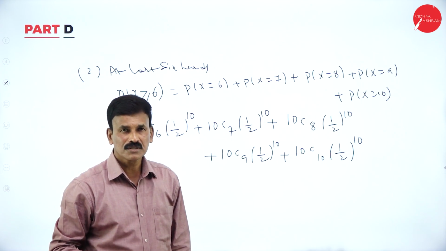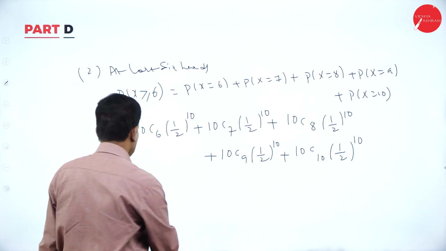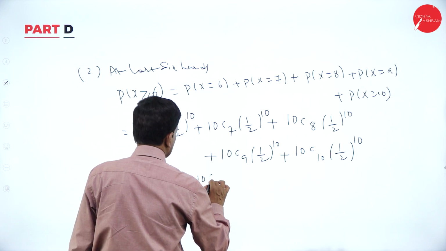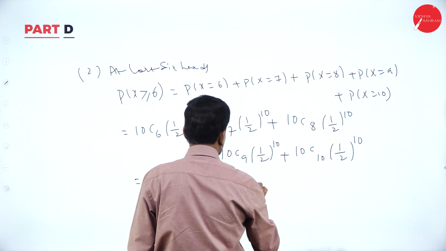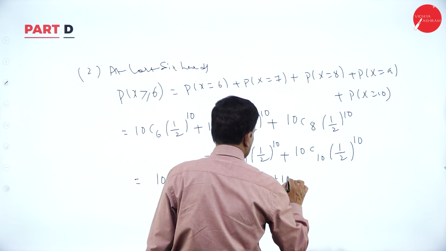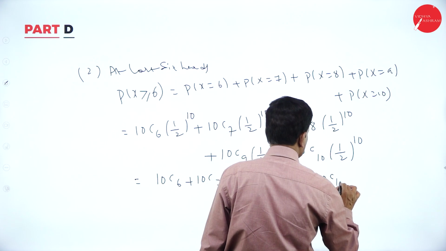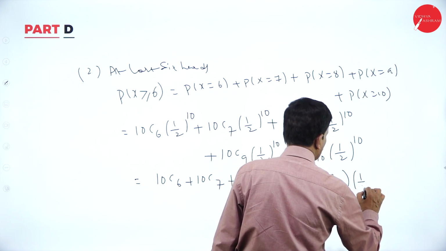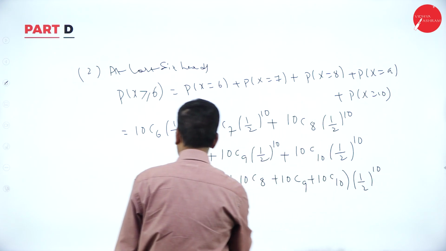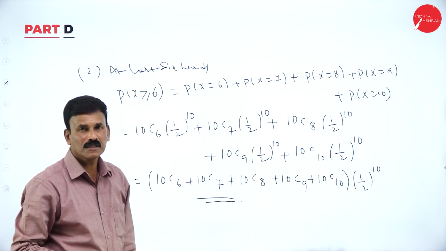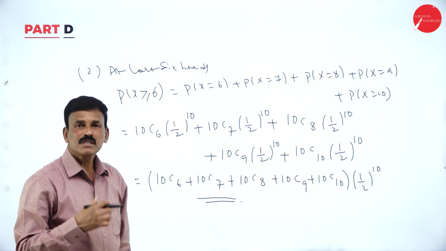In order you will get. So, if you want, you can stop here itself, or you can also write 10C6 plus 10C7 plus 10C8 plus 10C9 plus 10C10 into 1 by 2 to the power of 10. That's all. This is the required answer. That's it. This is how we are going to solve this problem.